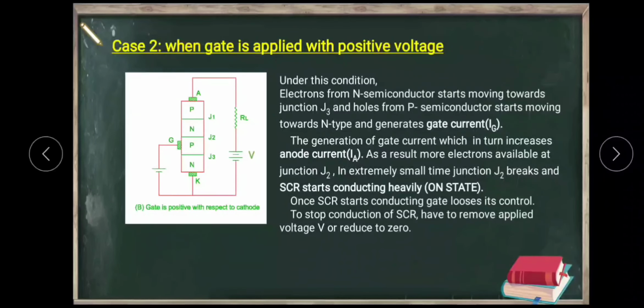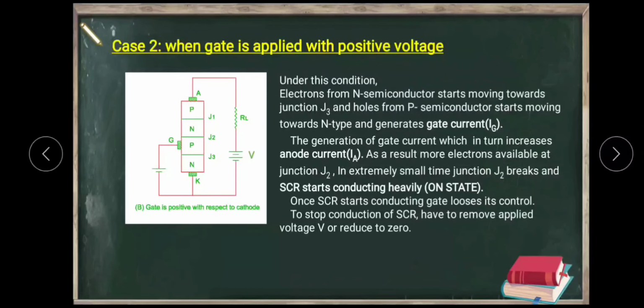Once the SCR starts conducting, the gate loses its control. In order to stop the conduction, we have to remove the voltage between anode and cathode. Otherwise we can't stop it. If you want to stop the conduction, we have to remove the applied voltage V. Then only it stops. Is it clear?